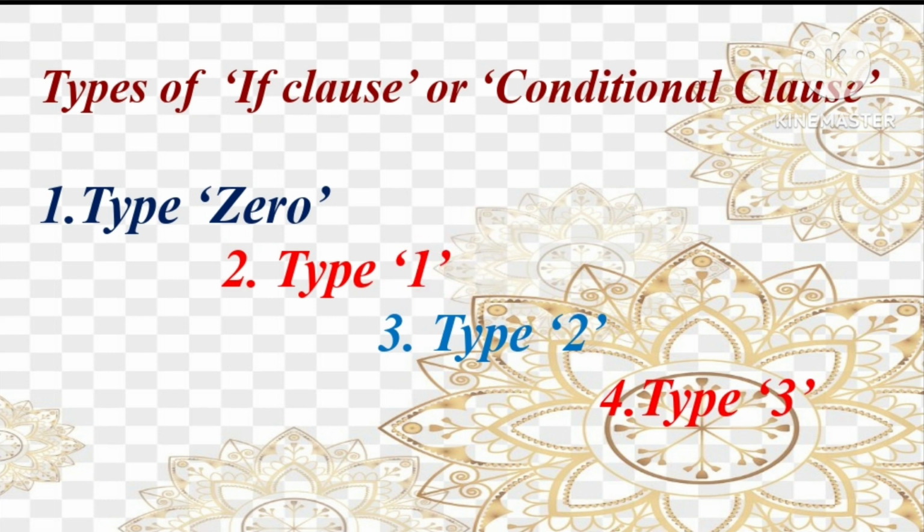There are four types of if clauses or conditional clauses. The first one is the type 0 clause, the second one is the type 1 clause, the third one is the type 2 clause, and the last, the fourth one, is the type 3 clause.